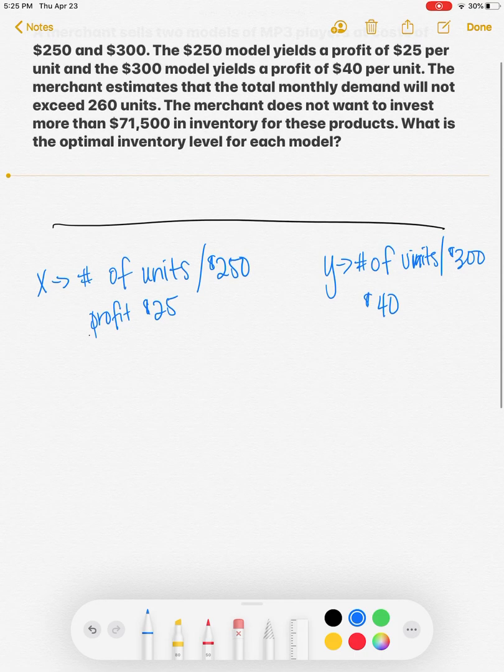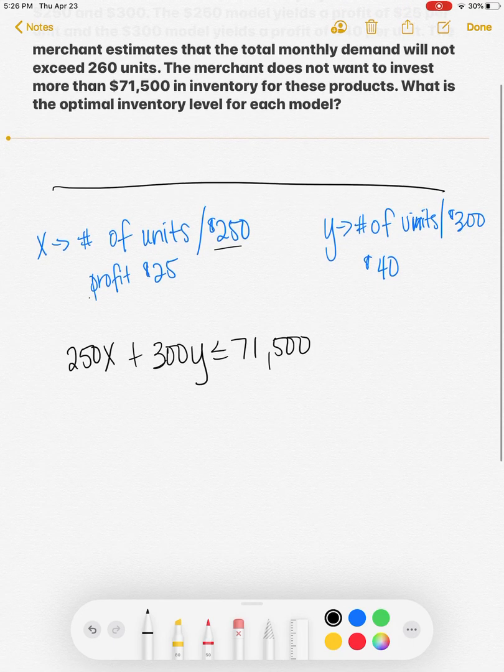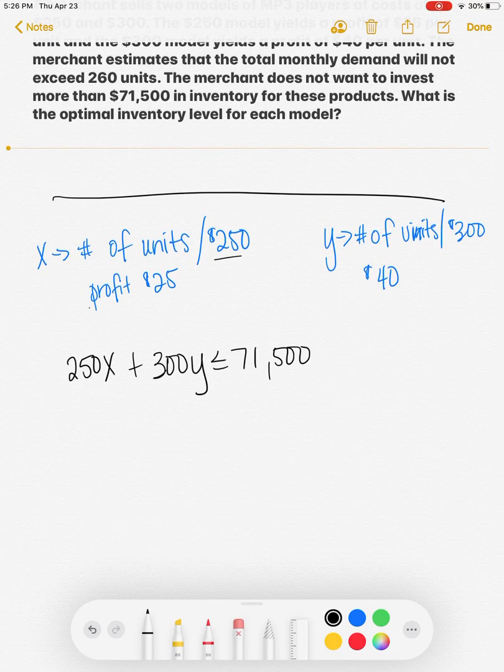All right, so I have to figure out what kind of constraints I have. The merchant wants to have $71,500 in inventory. So my first constraint is going to be $250 times x, the number of units I have of this MP3 player, plus $300 times y, the number of those units, needs to be less than or equal to 71,500 to maintain that much inventory.